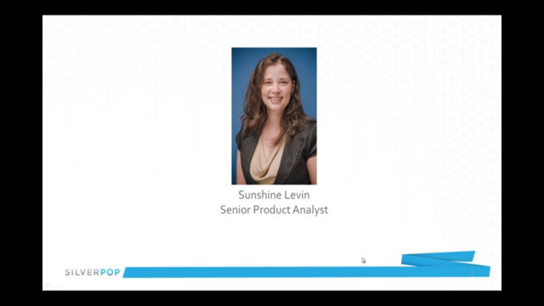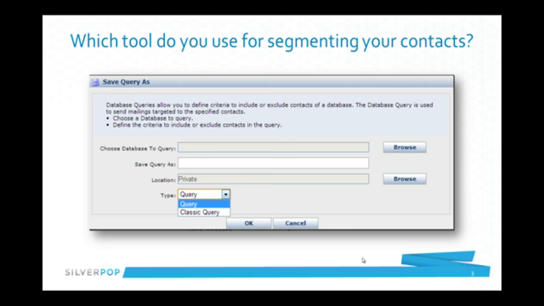Today, I'm here to tell you about 3 query upgrades you should check out now that you have Engage 8.8. I'd like to start by asking a question. Which tool do you use in Engage for segmenting your contacts? If you still use the classic query builder, I hope something you see makes you visit or revisit the query builder. If you already use the query builder, I hope something you see helps you take things further.